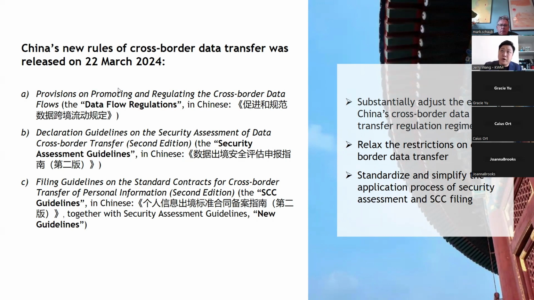The new regulations for this round include A, the data flow regulations. This provides the general rules on what the exemptions are and how companies can apply for them. B and C are two guidelines. These are more practical documents guiding companies who wish to do the security assessment or the SEC filing. They tell you what documents are needed and what the procedures are. It's optimized from the first edition. So this is the background.